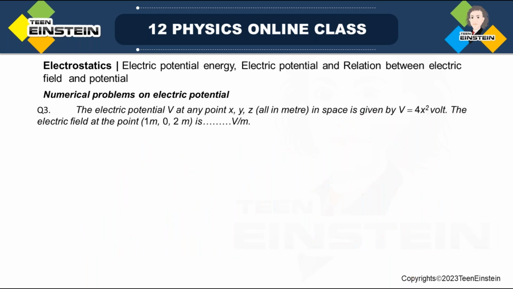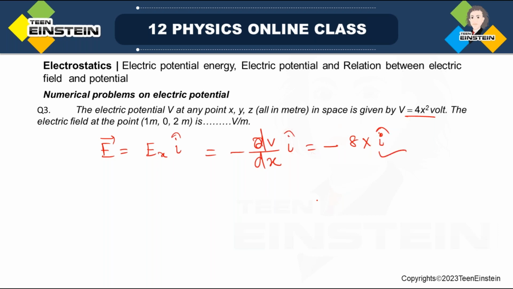Okay, we'll have another point. So as I was discussing, if the potential is given in 1 dimension, then I can directly write this. Ex will always be in the x cap direction. So electric field will be minus dV dx i cap. So minus, dV dx means 8x, okay, 8x i cap. So this will be the value.